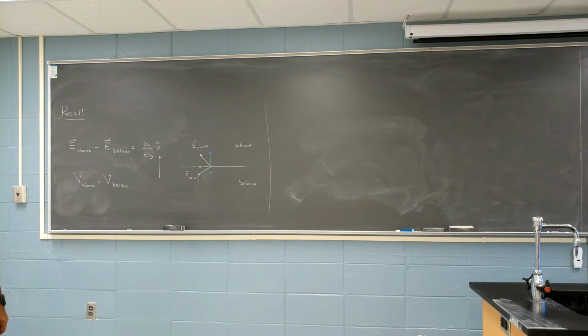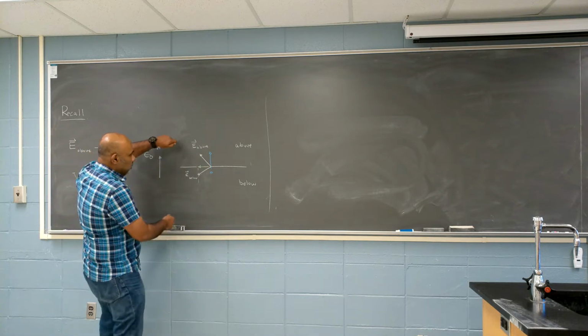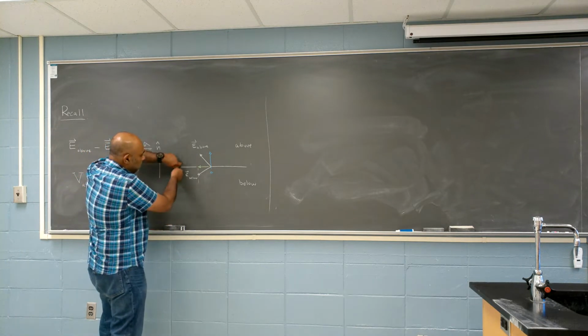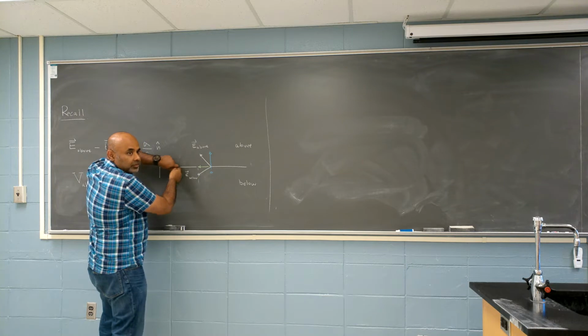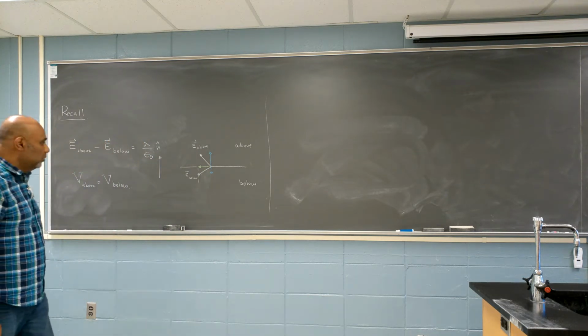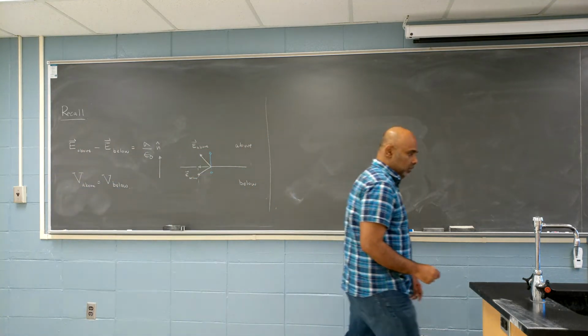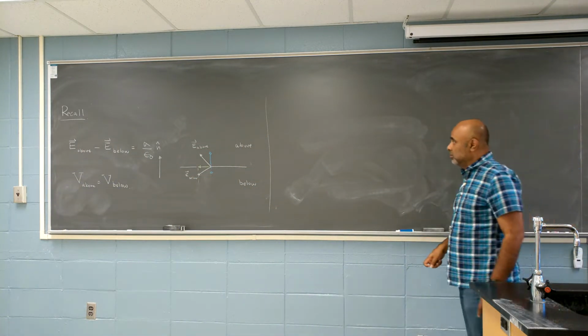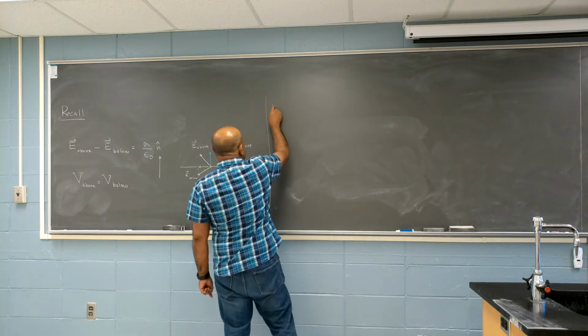Anything else? And potential has to be continuous. That means if you take a multimeter here and here, and then you bring it over here, it becomes just 0. Okay. So now I'm going to talk about work and energy.